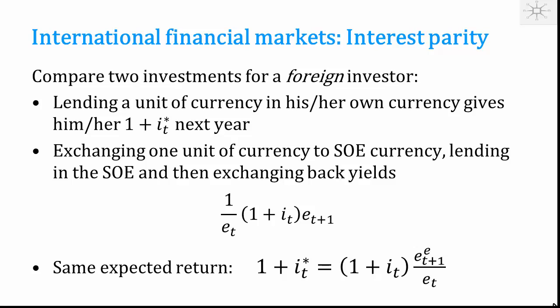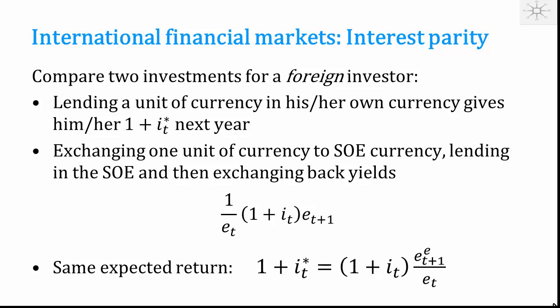But if I instead choose to lend in the currency of the small open economy, well, then I first have to buy the currency of the small open economy. Then I lend for one period in the currency of the small open economy, and then I get the interest rate in that small open economy. So I get 1 plus I_t at the end of the year, and then I exchange it back to my own currency at the price E_t+1. So this is what I get if I get currency of the small open economy and lend in that currency.